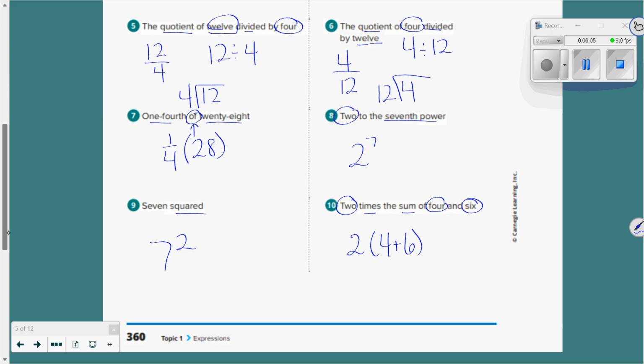Now, mathematically, I'm going to do the 4 plus 6 first. That's why it's in parentheses. But the way it's written, the 2 should come out first. Would it be okay if I did this? Yes. Would it be okay if I did this? No, it would not be. Why? It looks like a variable. It looks like I added a variable in there.